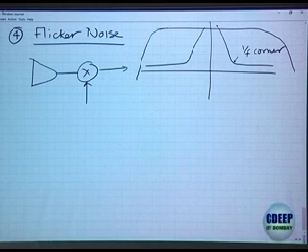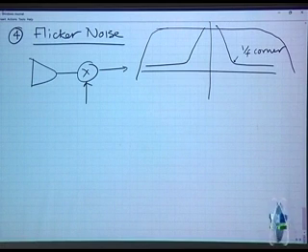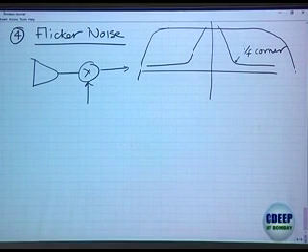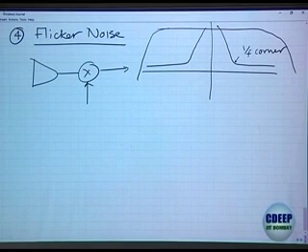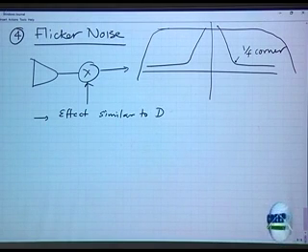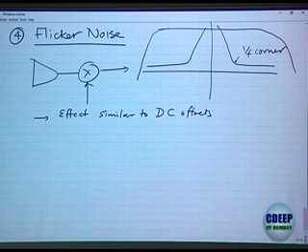Also, one more thing, if you remember when we did the flicker noise discussion, what happens with process scaling? Flicker noise gets worse, if you remember, right? So all these things start coming into play. So the effect is very similar to DC offsets, and mixer 1 over F noise dominates.